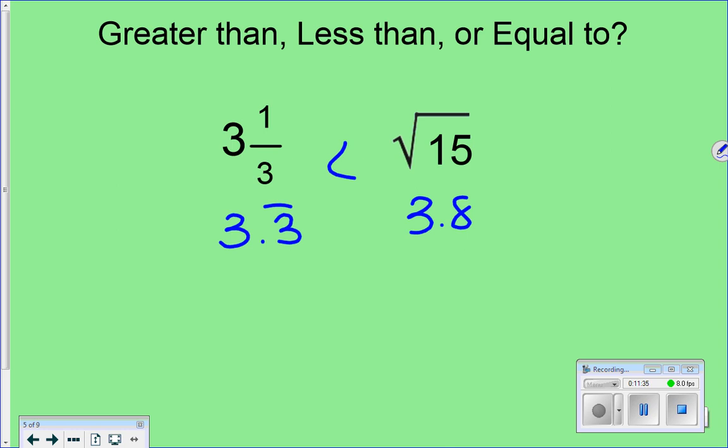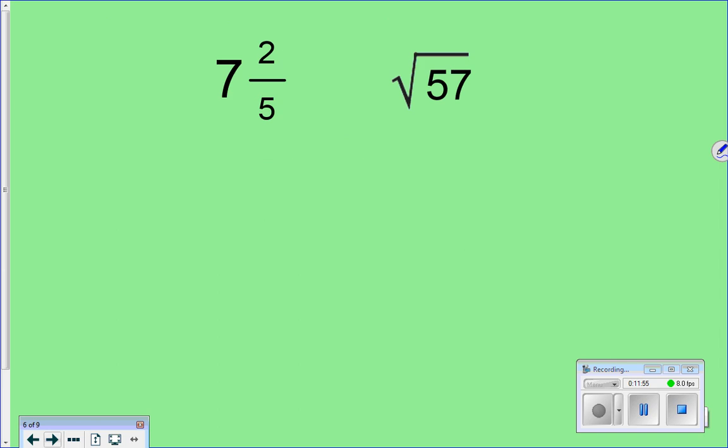Well, you can, yeah. Well, how can I figure out what 1/3 is in a decimal? Can I take 1 divided by 3? Is that how you figure out what a fraction is in a decimal? Okay, we'll try again. All right, do this one. Figure out which one's greater here.